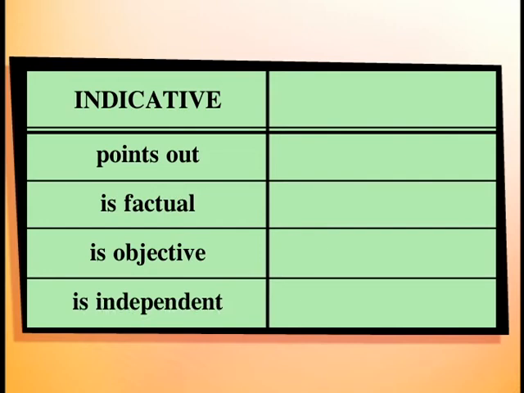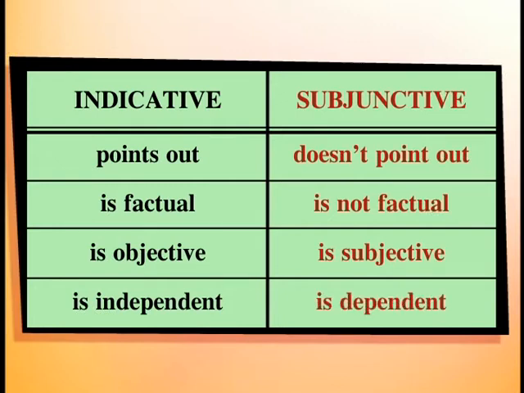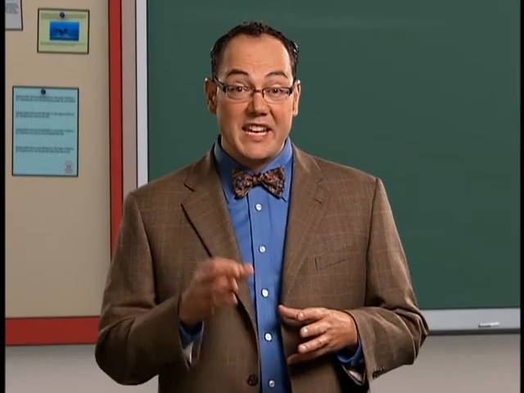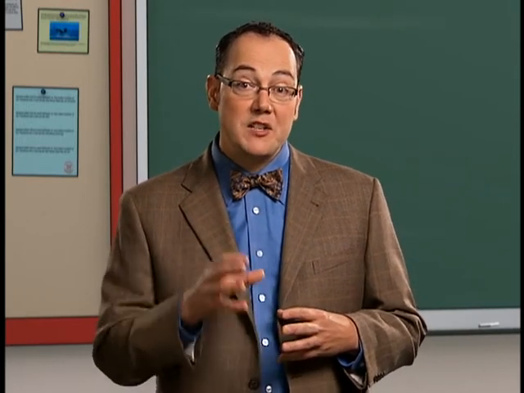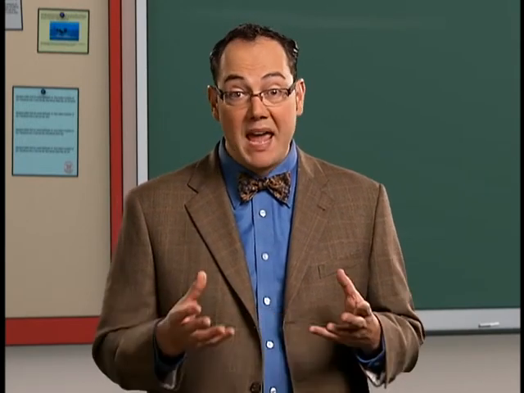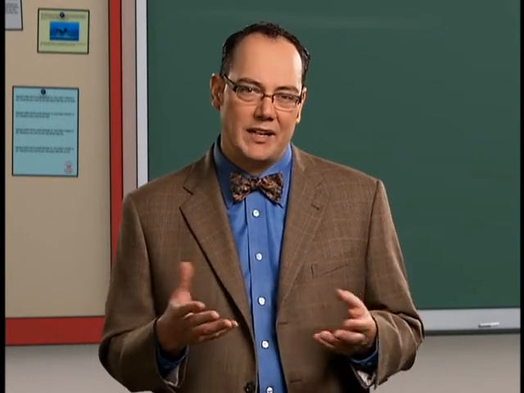On the contrary, the subjunctive mood doesn't point out anything. It is not factual. It is subjective rather than objective, and it always depends upon something else. The indicative mood gives real factual information. The subjunctive mood expresses what may or may not happen. The information is not necessarily real.